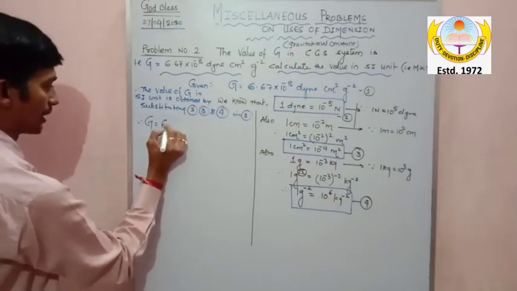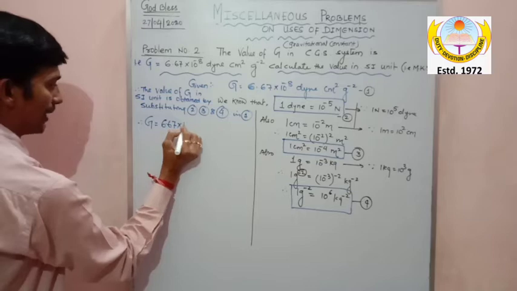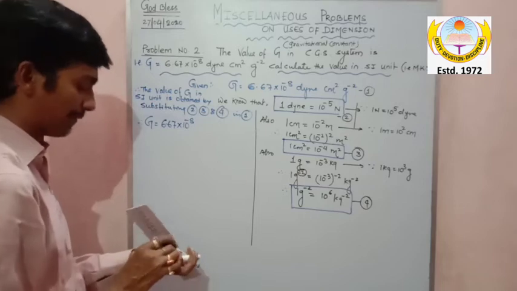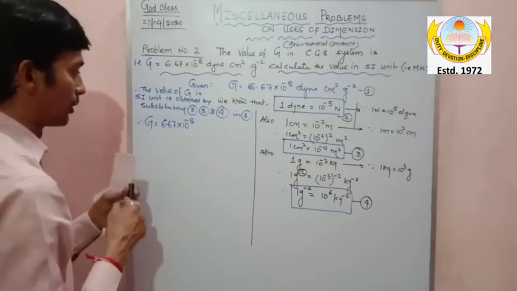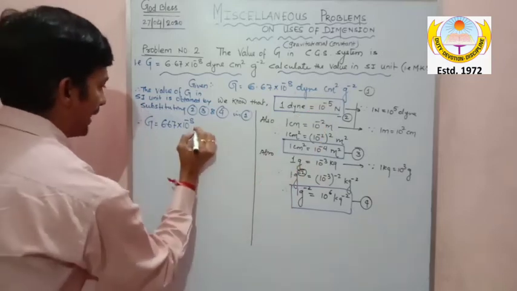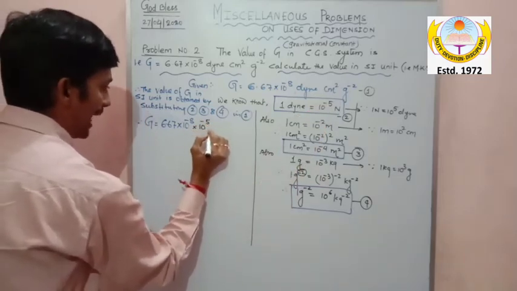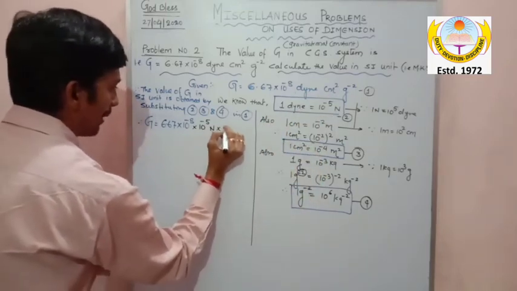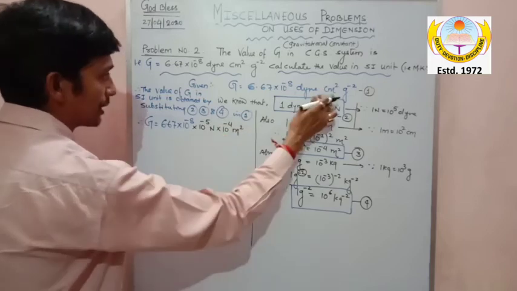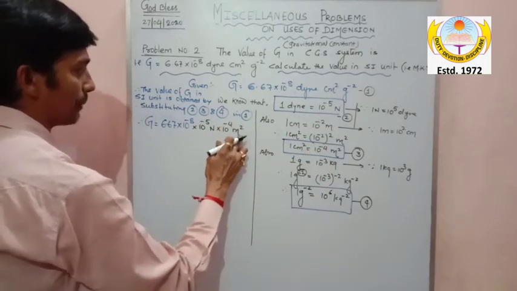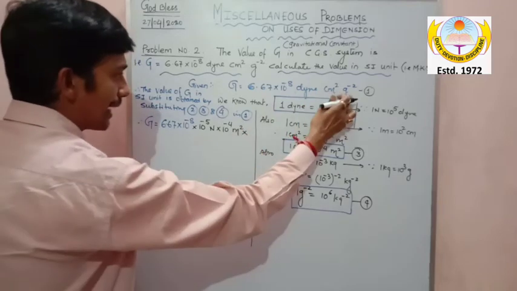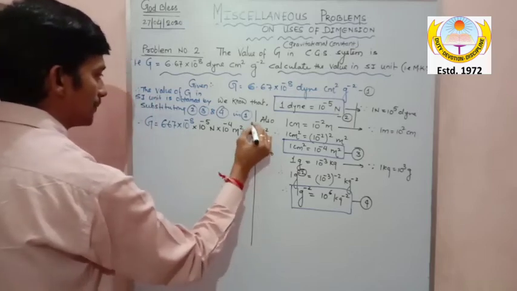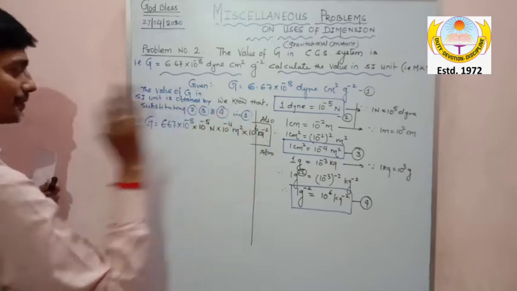So G is equal to 6.67 into 10 to the power minus 8 as it is. And in place of dyne, I will write into 10 to the power minus 5, dyne becomes Newton. Now next, centimeter square, that is into 10 power minus 4 square meter. In place of centimeter square, I have written 10 power minus 4 square meter, into gram power minus 2, that is 10 power 6 kilogram power minus 2. Here you can see. So nice.